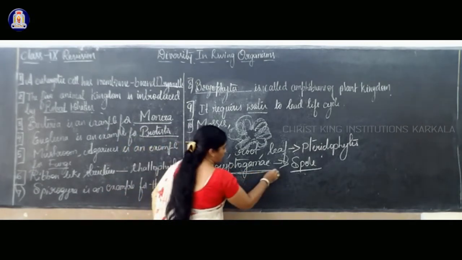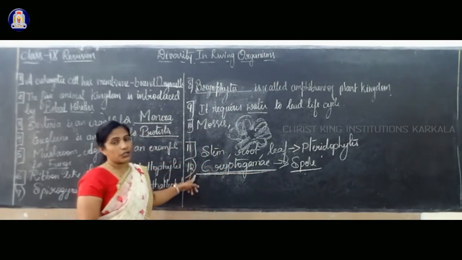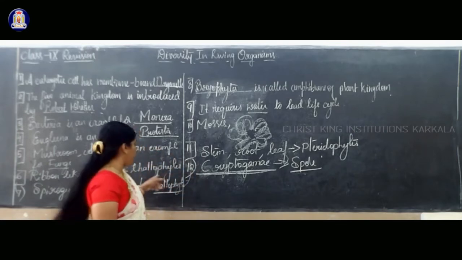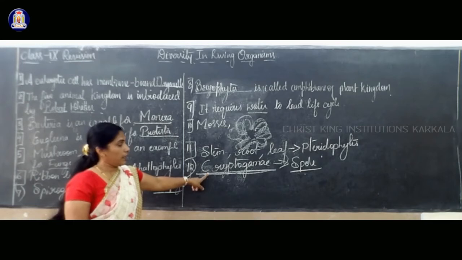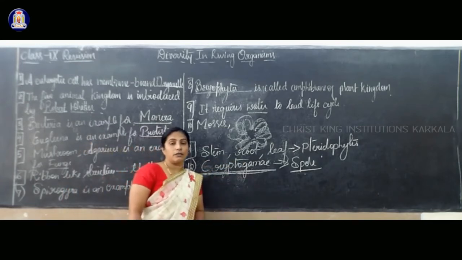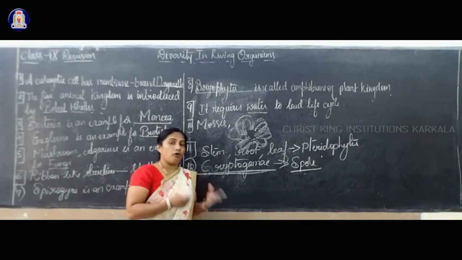This is a very important question. Which plants are called cryptogams? Bryophytes, pteridophytes and thallophytes are called cryptogams. The reason is cryptogamy: they produce spores instead of special reproductive organs.